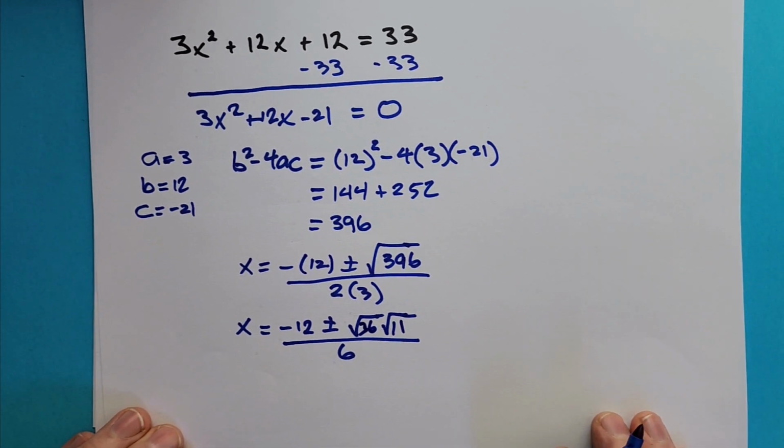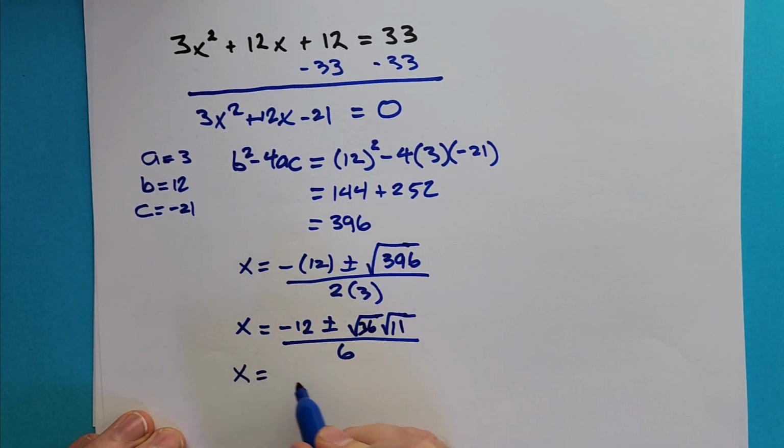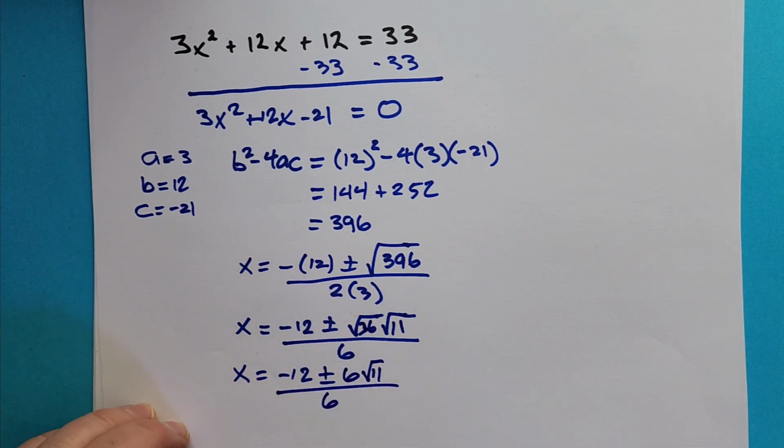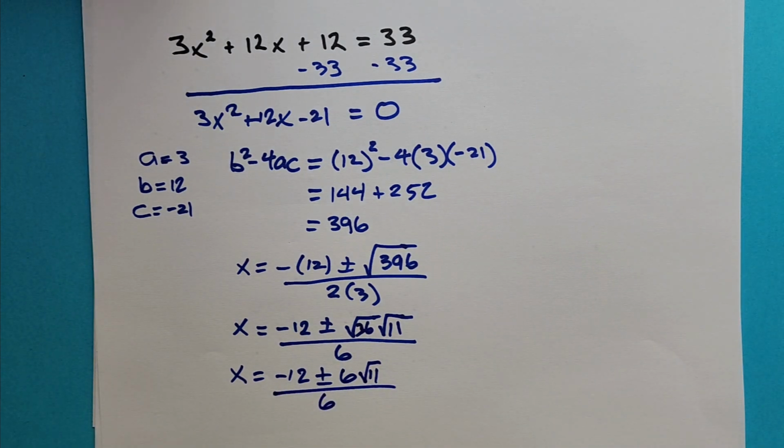So this is going to be 36 times 11. And now we're ready to go ahead and simplify this as much as possible. We get negative 12 plus or minus the square root of 36, which is 6, and then we get root 11. So plus or minus 6 root 11, all over 6. Now this ratio does simplify. Notice that the 12, the 6, the coefficient in front of the root 11, and the denominator are all multiples of 6. So this definitely reduces.